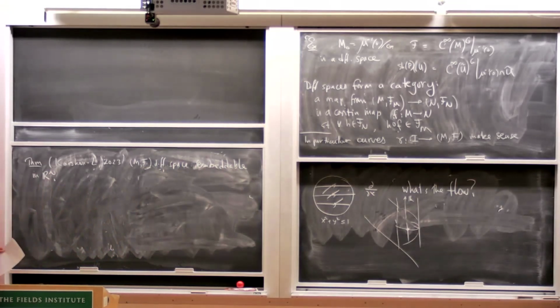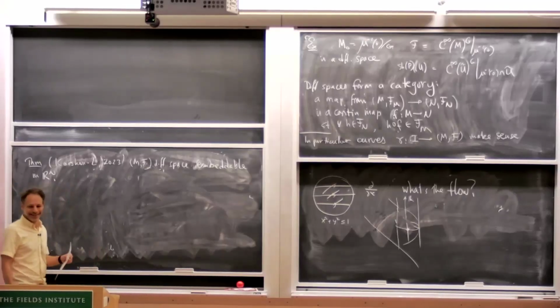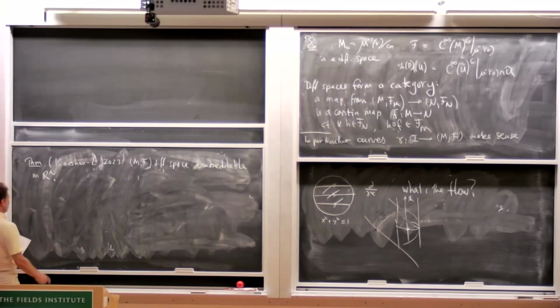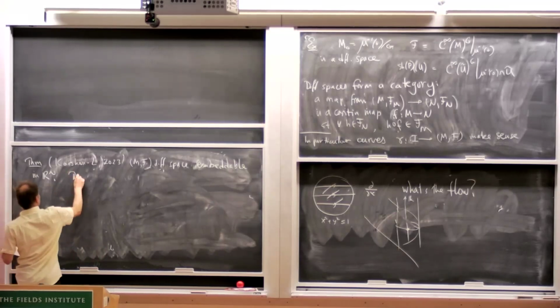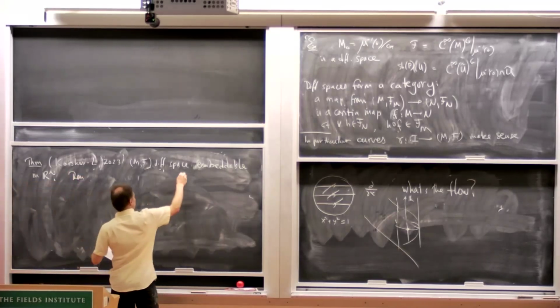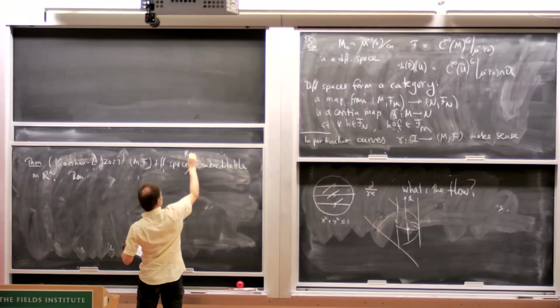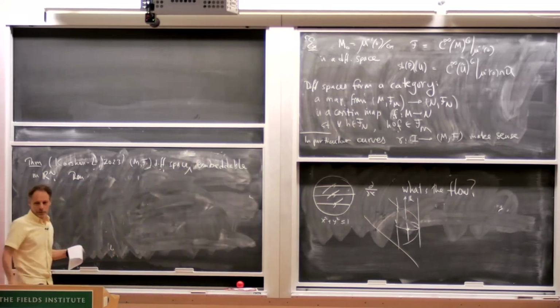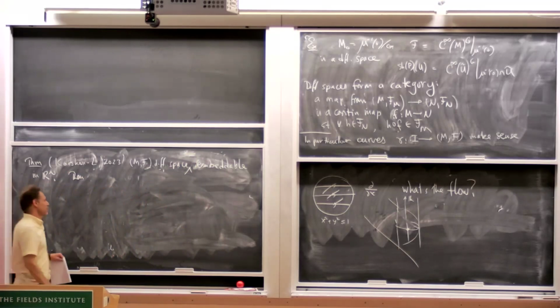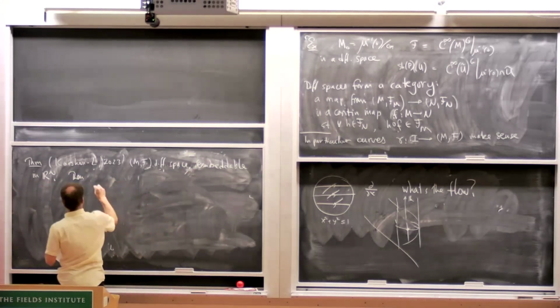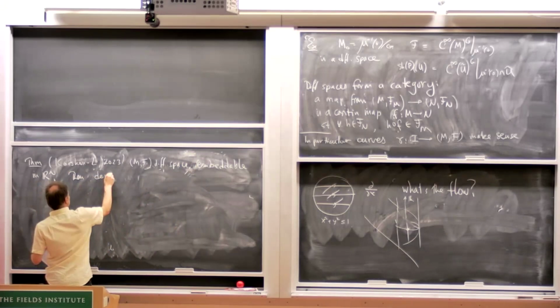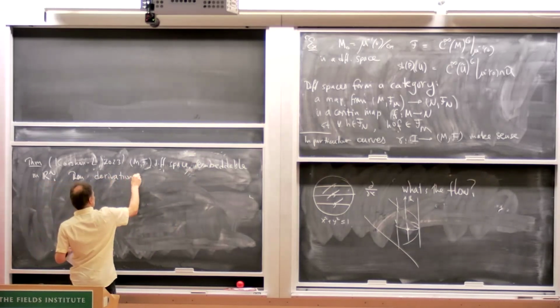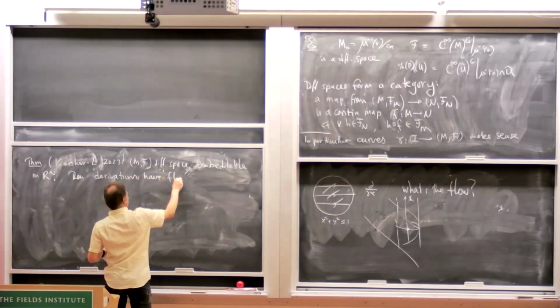I'm not going into technicalities because I'm not allowed to talk for another 2 hours, right? Then Hausdorff. Right, if it's embeddable in Rn, it has to be Hausdorff. And second countable. Then derivations have flows.